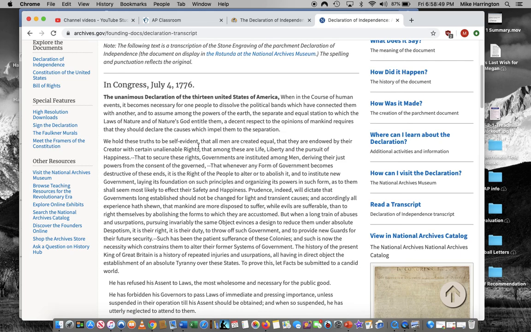So there's one of those first core concepts. There it is. There's your natural rights right there. Now it says that to secure these rights, governments are instituted among men, deriving their powers from the consent of the governed. Boom. There's popular sovereignty right there. Once again, governments are instituted among men, so governments are composed of us, and they derive their powers from us.